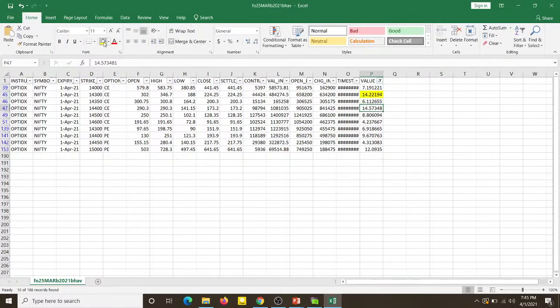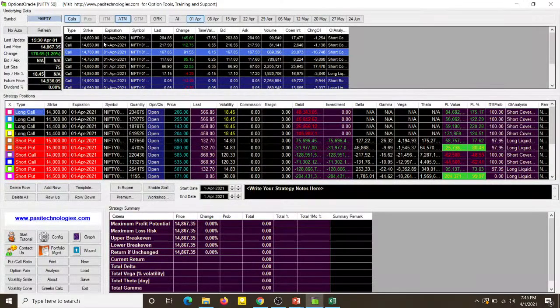14,300 call, 14,400 call, and 15,000 put, right? These are the three strikes on the first day, which is 25th of March. That's what you see here, the first 6 positions. So we'll make it short call, all of them, because that's how it should be in the beginning.